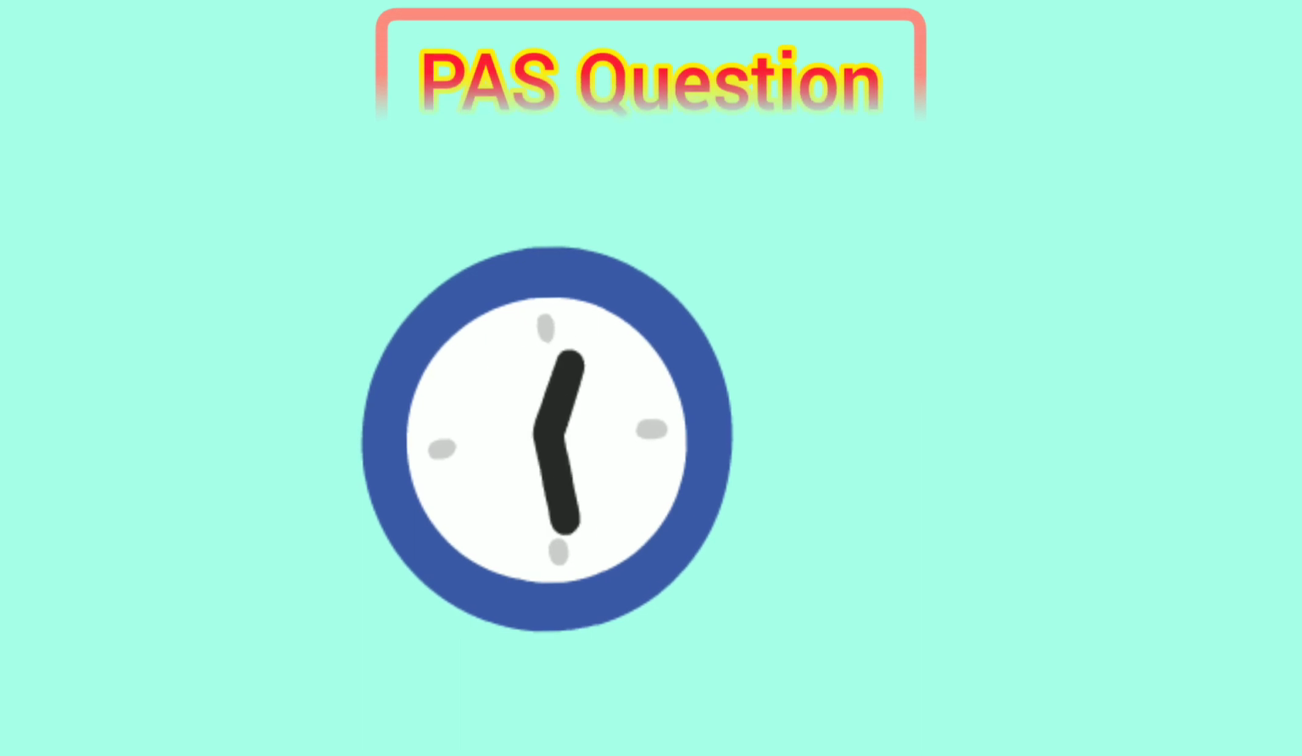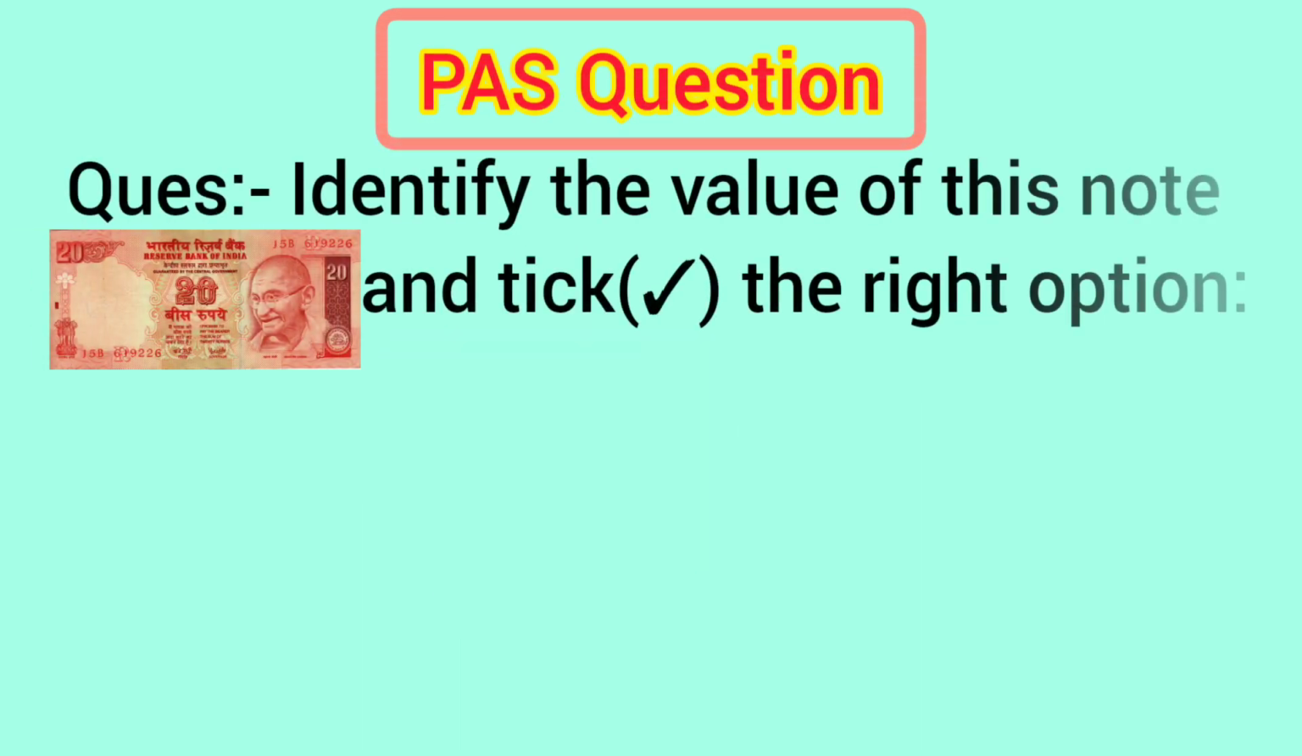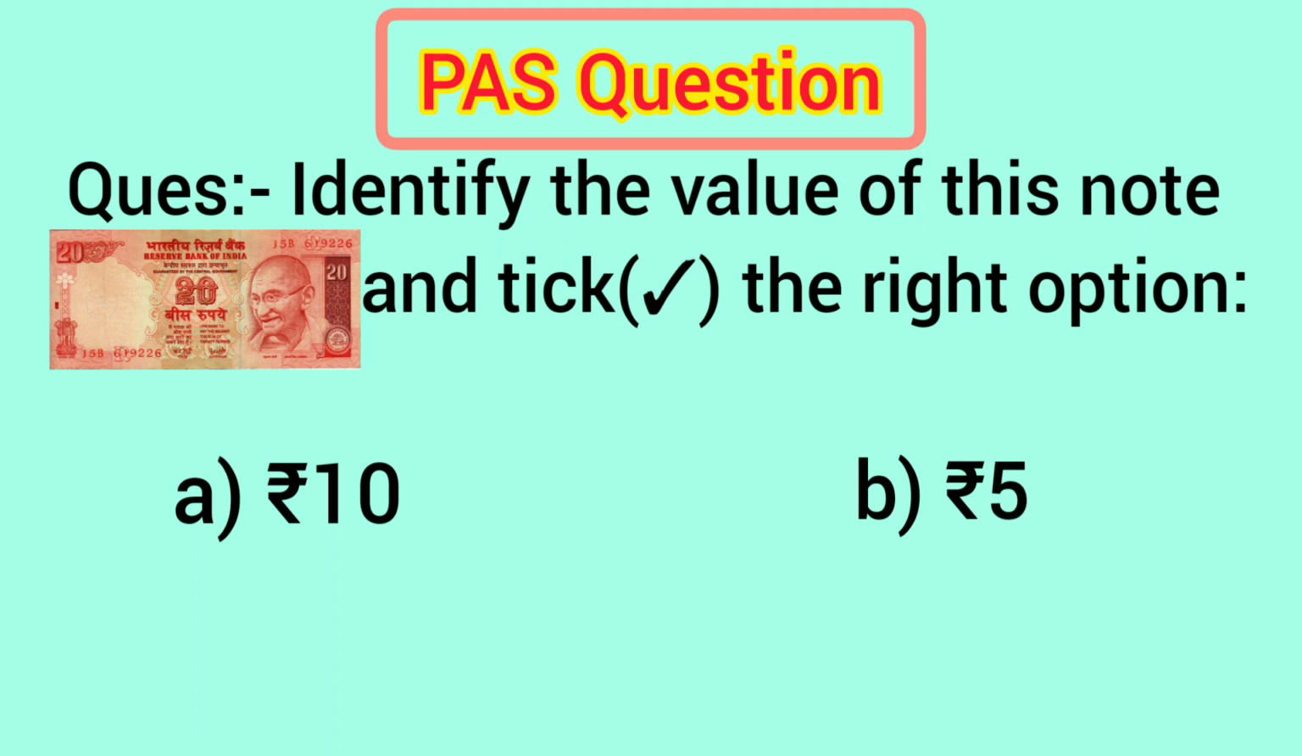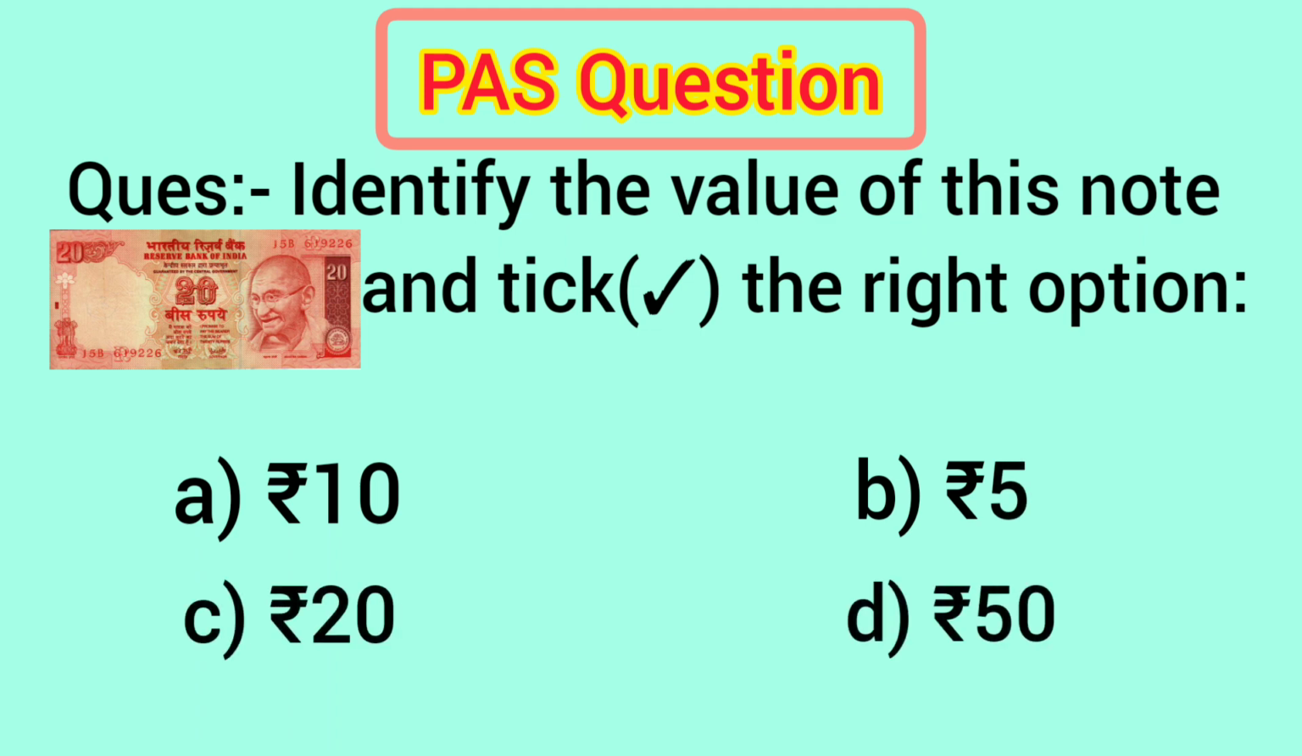Now it's time for a practice question. Here a note is given. Identify the value of the note and tick the right option. Option A, rupee 10. Option B, rupee 5. Option C, rupee 20. Option D, rupee 50. Which is the right answer, dear children? Yes, well done. It's option C. It's a 20 rupee note. So we put a tick on option C.